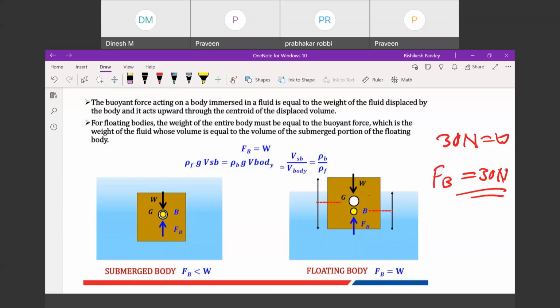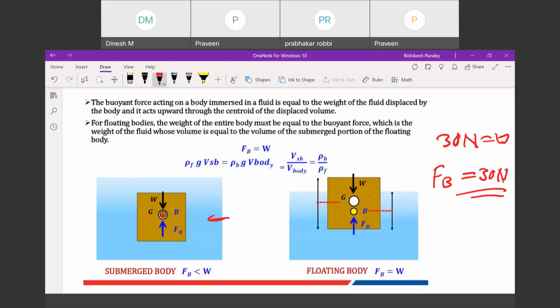Buoyancy force is the weight of the fluid which is displaced. So how to calculate the center of buoyancy? If it is submerged, it will coincide here. But if it is floating, only this much part is submerged inside the fluid and this much part is above. So to calculate this B, you simply calculate half of the submerged part's height. Half of the submerged part is this much, so this is the location of your B.